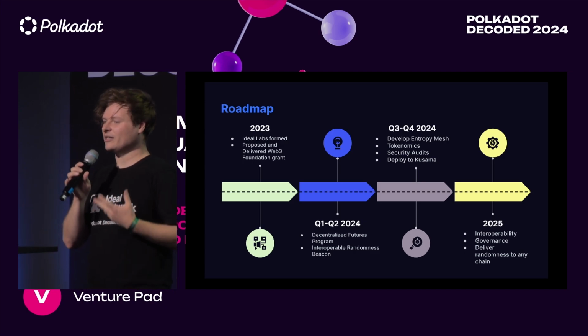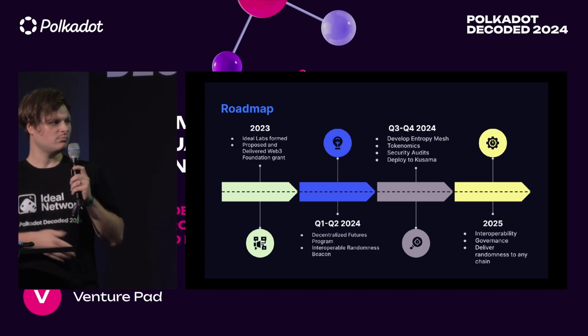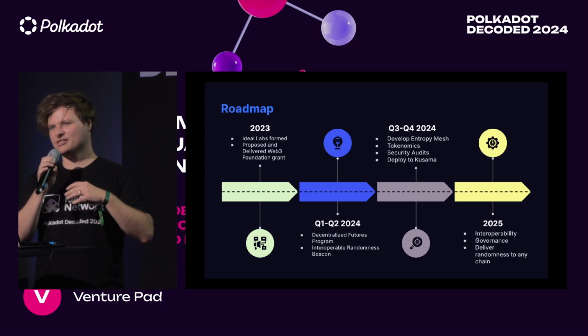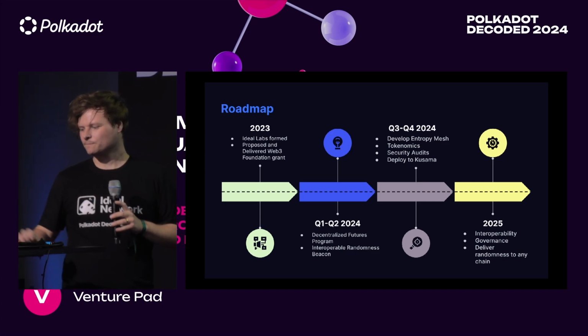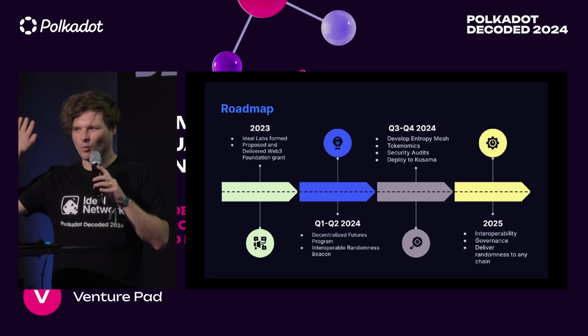We'll also be implementing on-chain governance, and our aim is to deliver randomness to anybody who wants it, be it Web 2, Web 3, or WebX.